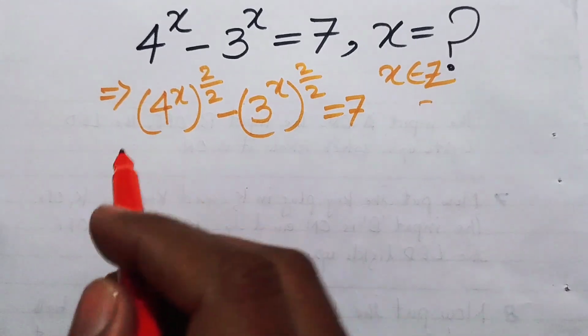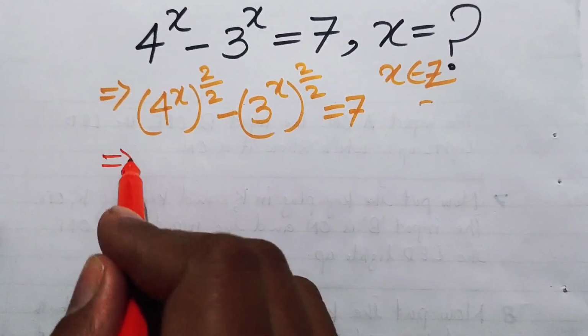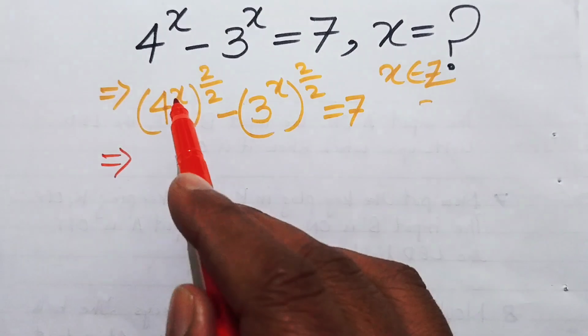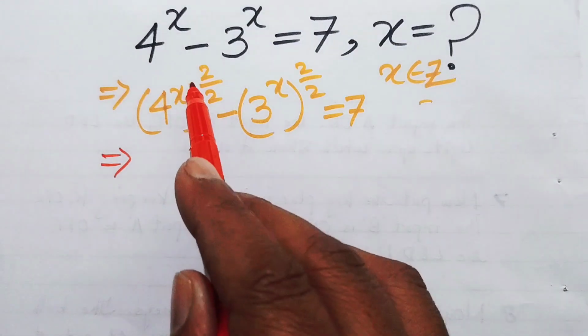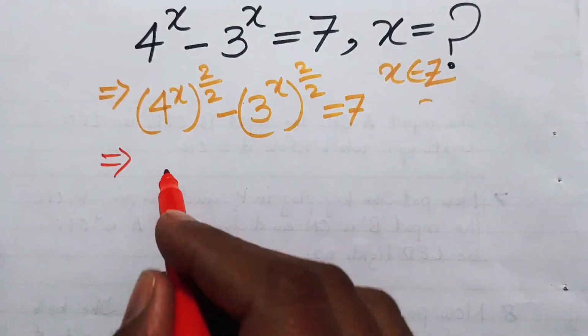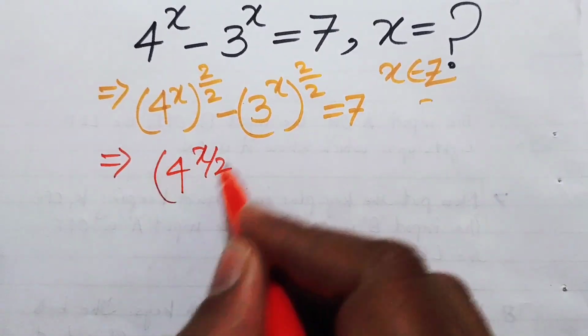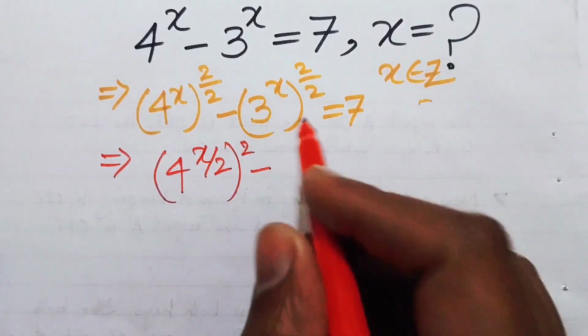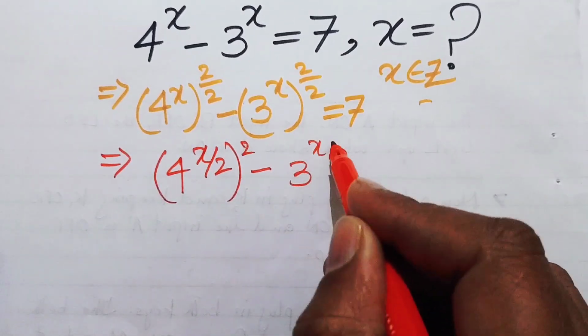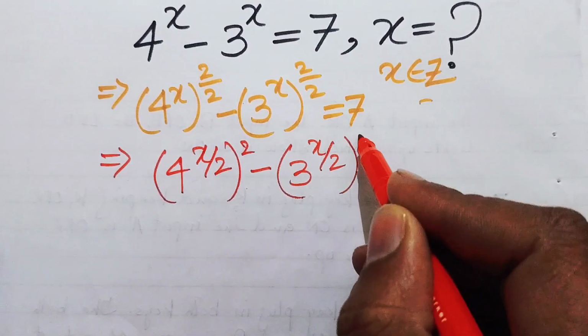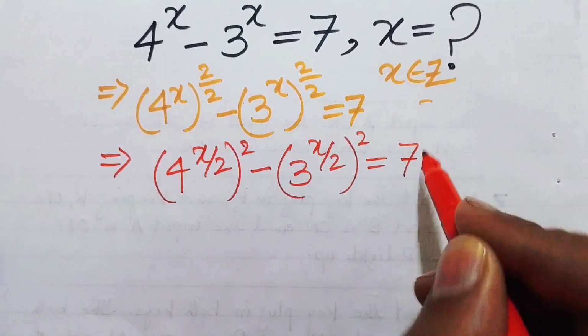Here we apply the exponential law. We multiply this x by the exponent of 1 over 2, and we write this expression as 4 to the power of x over 2, and its whole square, minus 3 to the power of x over 2, and its whole square, equals 7.